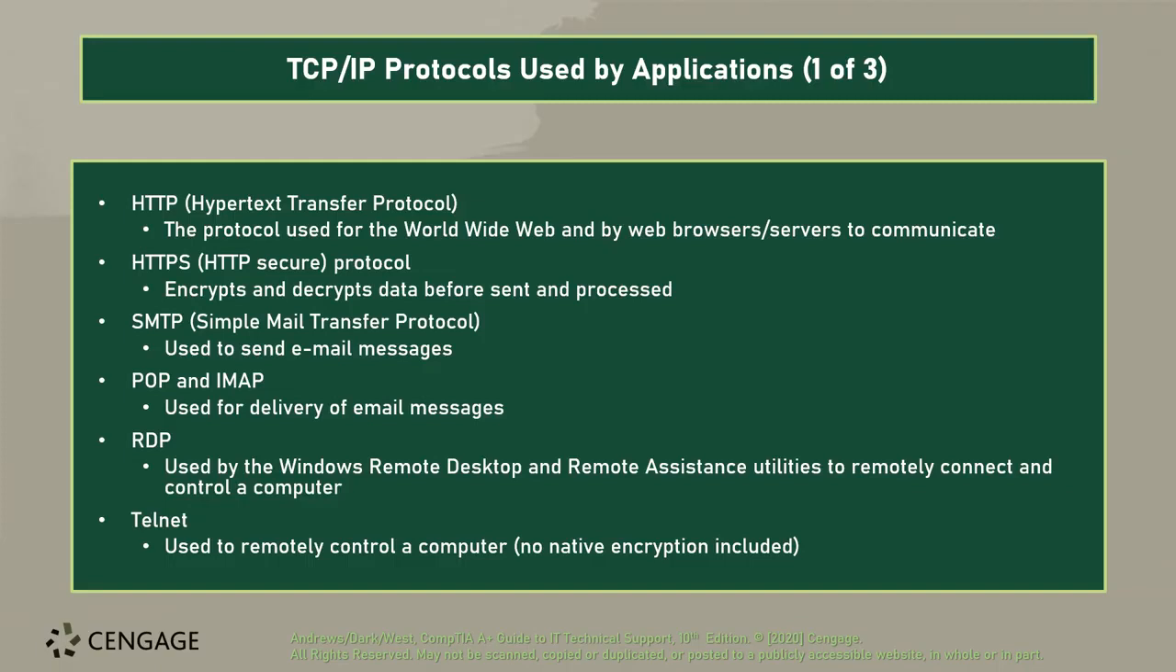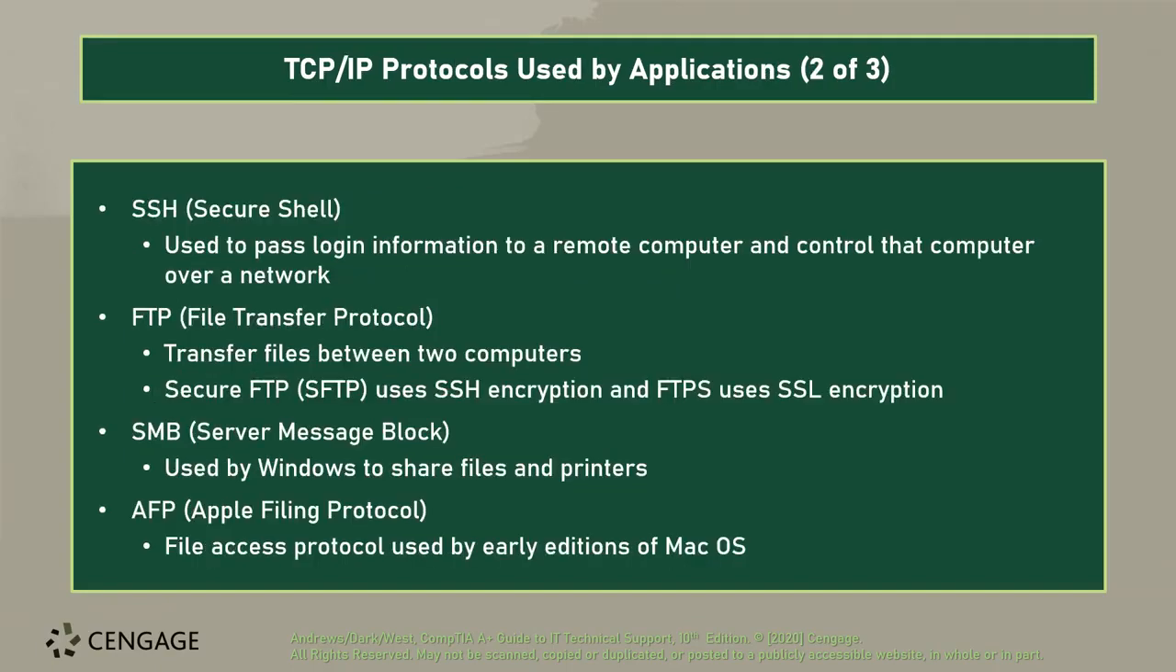RDP is used by Windows Remote Desktop and Remote Assistance, and Telnet is used to remotely control a computer, with no native encryption included. You may also see in certain cases SSH, or Secure Shell. That is able to basically do the same thing as Telnet, but in a secure, encrypted environment. FTP, File Transfer Protocol, transfers files between two computers. Secure FTP, or SFTP, employs SSH encryption and SSL encryption.